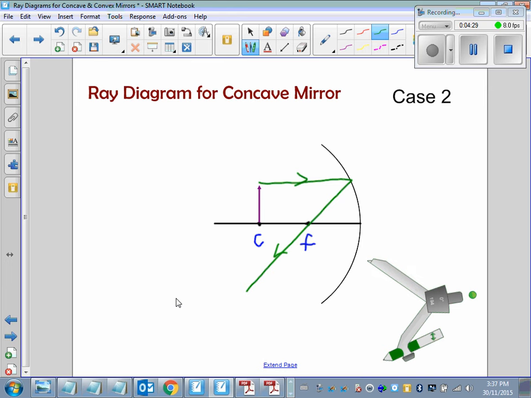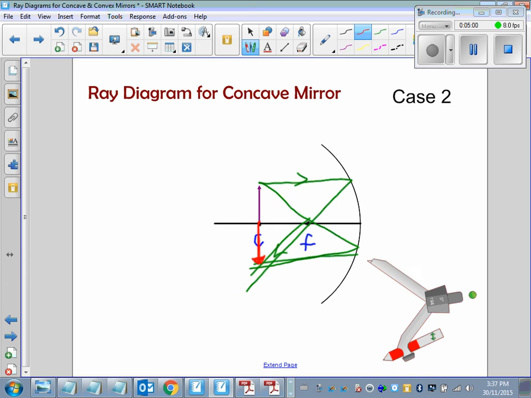Much better this time. And the second one we're going to do is through the focal point, and it's going to be reflected parallel. Now, I know that this is slightly off because when you reflect it parallel, what we should get is an image that is actually the same size, inverted, and right on the center of curvature.